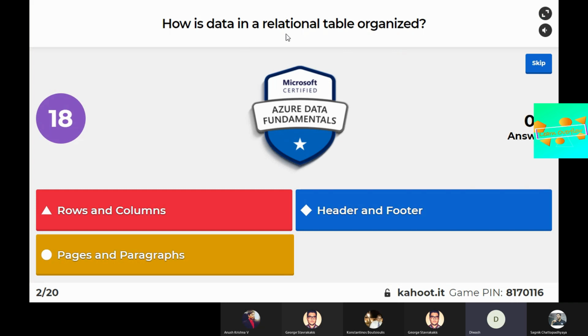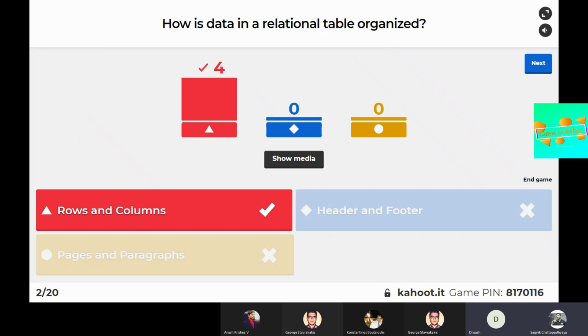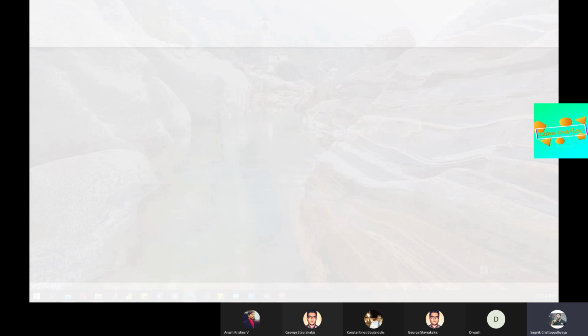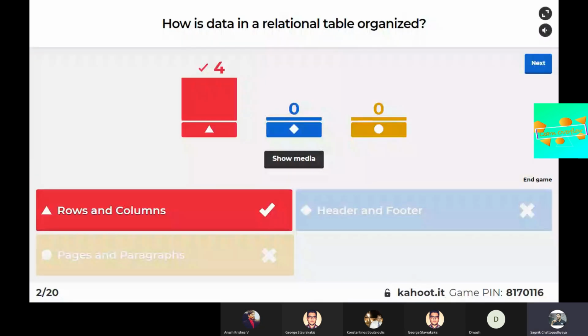How is data in a relational table organized? Rows and columns in red, header and footer in blue, pages and paragraphs in yellow. I guess everyone can answer this. It's a known fact. Pages and paragraphs is basically a JSON type format. Header and footer are again a JSON type format. And rows and columns are the direct answer to this, a relational table.